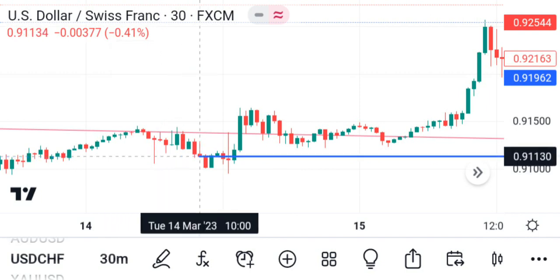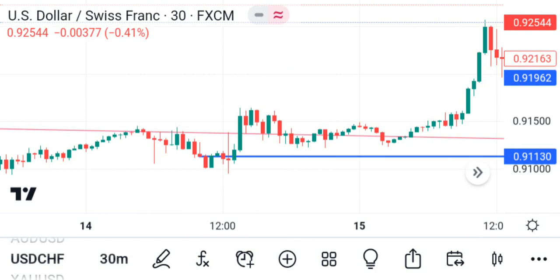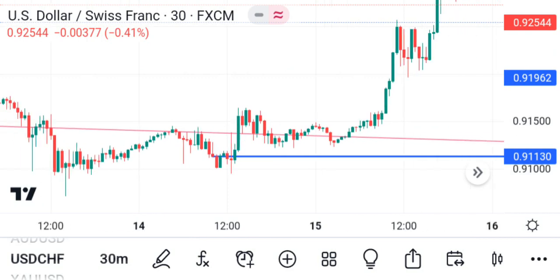This was actually an entry. This was an entry for us. Now why do I call this an entry? This is an aggressive entry. Now an aggressive entry talks about when price actually comes back to this zone.